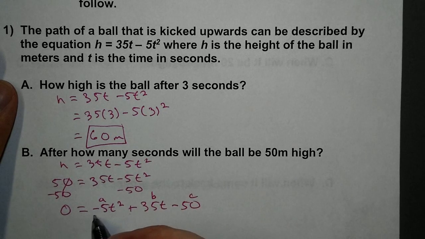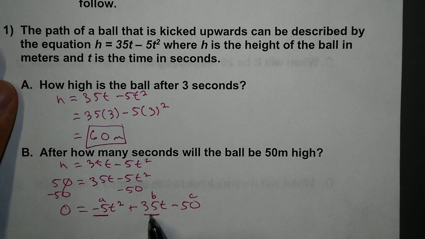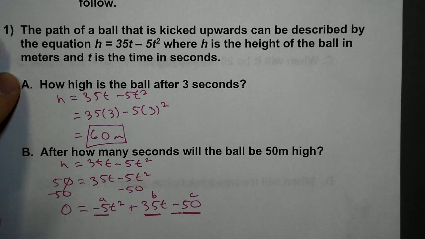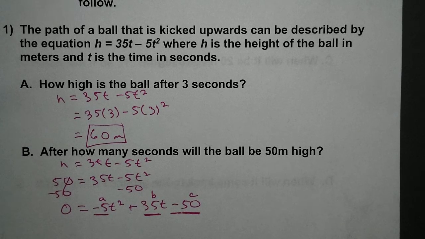Remember, your a is always going to be the number in front of your variable squared. Your b is always going to be your regular number with your letter. Your c is going to be the number that doesn't have anything else. Sorry, and this one's going to be negative 50. Well, we've got an a, b, and c. We could try factoring, but since we want an exact answer, and it may not give us an exact answer if we factor, what I want us to do is use our quadratic formula.